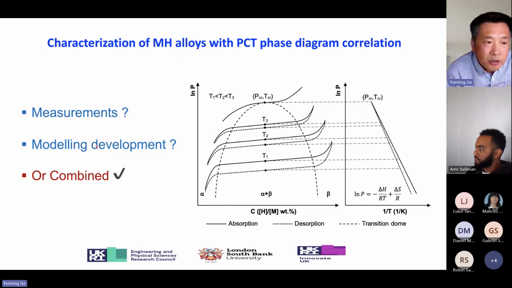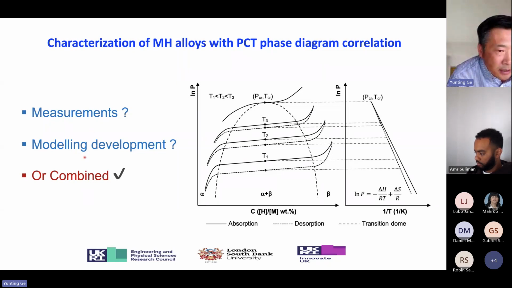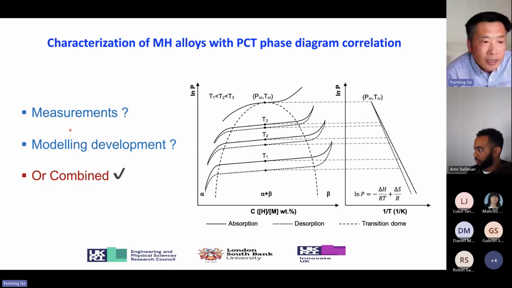And also maybe you can use the modeling development only, but to make an accurate model, you have to validate with measurement. So what we do, we combine these two methods together. We utilize some limited measurement results, and we develop a model for this PCT profile. And we validate this model with the limited measurement. And once we validate the model, we use the model to characterize the selected metal hydride alloy and to draw the PCT profiles like this.